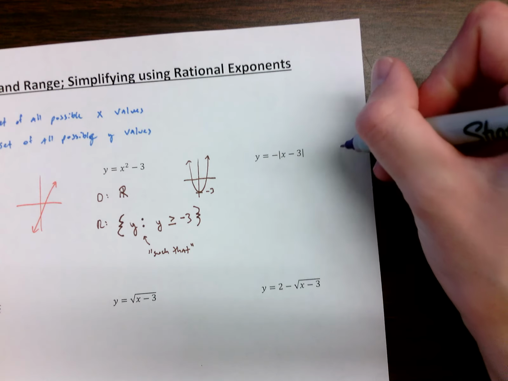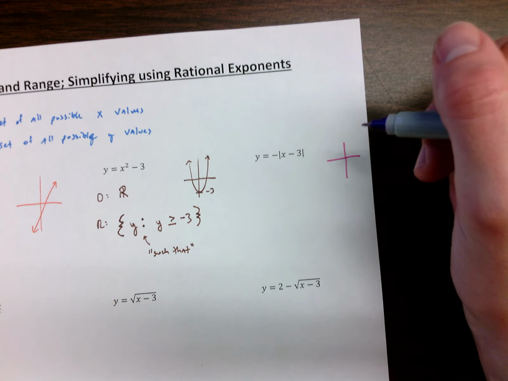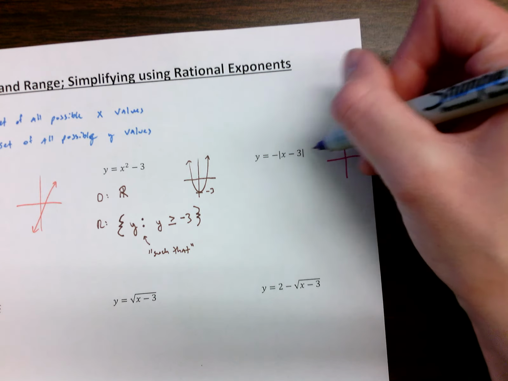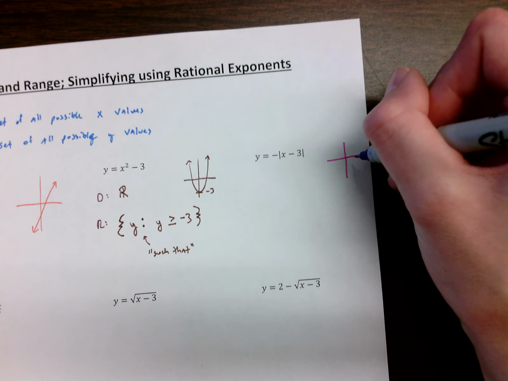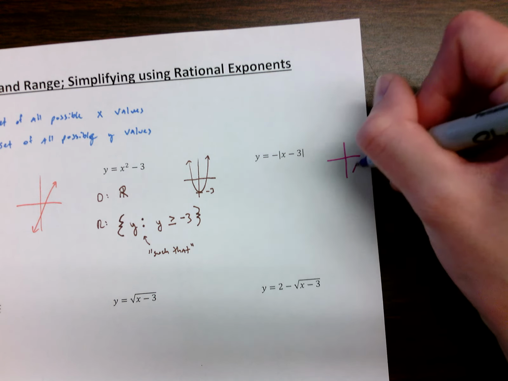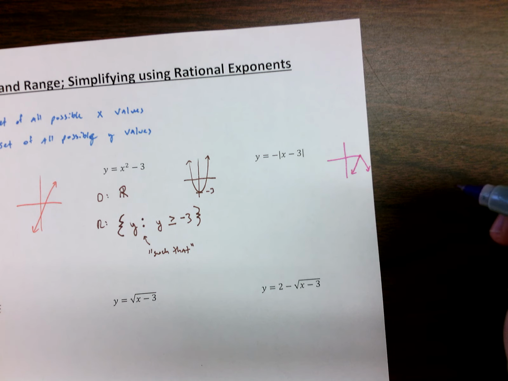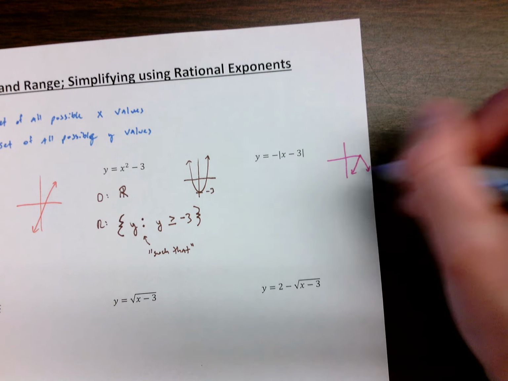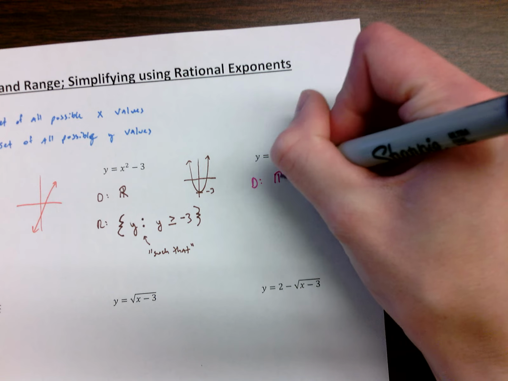Okay, this guy right here, again, I'm thinking about what this looks like. This is an absolute value graph, so I know it's a V shape, and it's been flipped, and it's been shifted over to the positive side 3 spaces. So this graph is going to go something like this, right? Okay, great. So again, domain. For my domain for this, I'm going to eventually hit every x value. So once again, the domain is all real numbers.